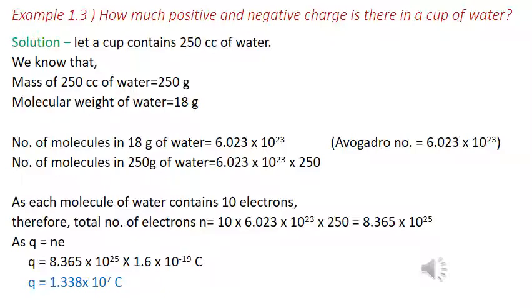Now we can calculate the total charge in a cup of water using quantization of charge, which is Q is equal to N into e. Here e is the charge on an electron. By putting the value of N and e in the equation, we get Q is equal to 1.338 into 10 to the power 7 coulomb.